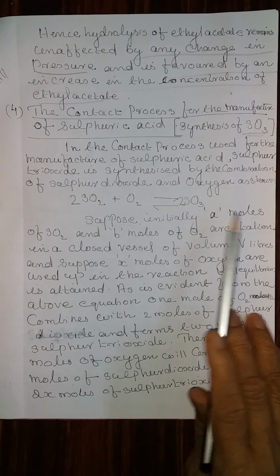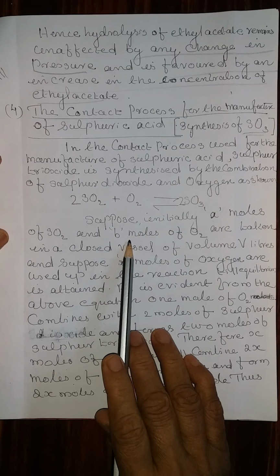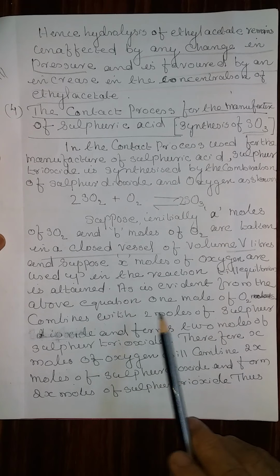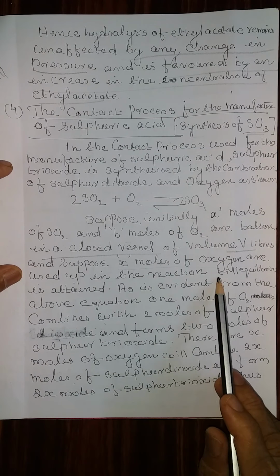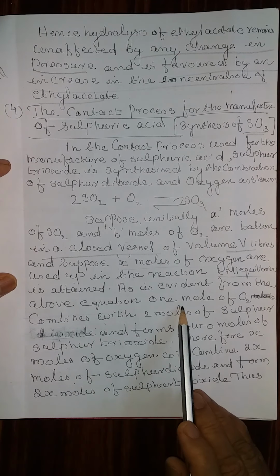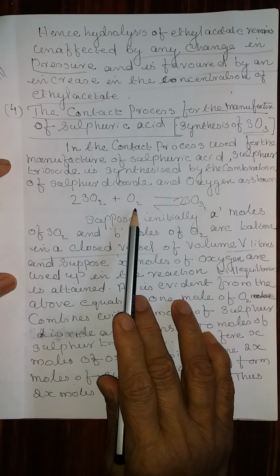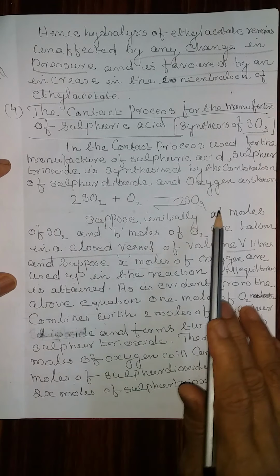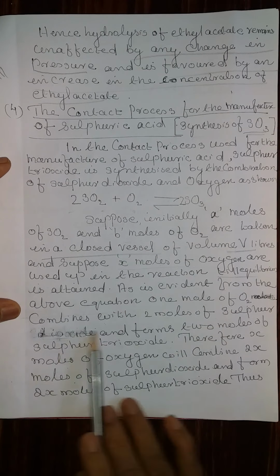Suppose a moles of sulfur dioxide and b moles of oxygen are taken in a closed vessel of volume V liters. And suppose x moles of oxygen are used up in the reaction till equilibrium is attained. We are taking only x moles of oxygen, so x moles of oxygen should combine with 2x moles of sulfur dioxide and give 2x moles of sulfur trioxide. That is what it is going to explain.